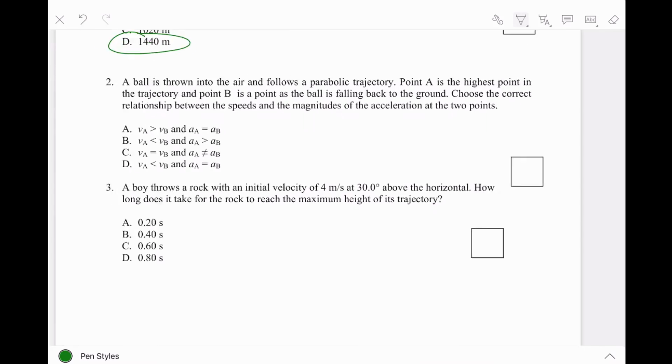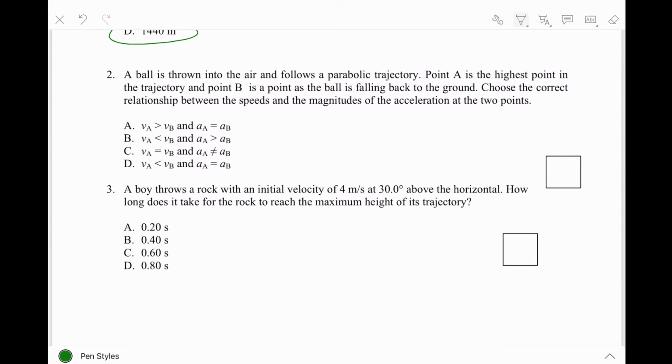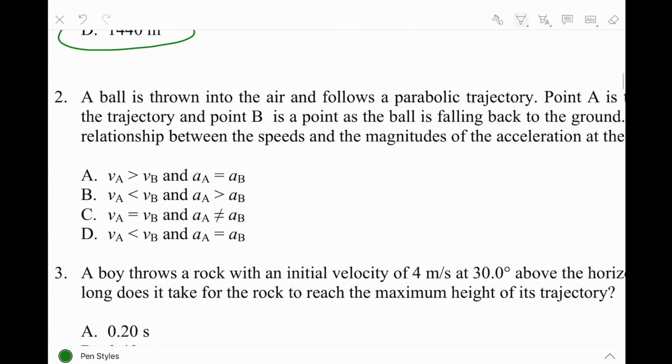Number 2. A ball is thrown into the air and follows a parabolic trajectory. Point A is the highest point, and point B is where the ball falls back to the ground. Choose the correct relationship. So you can make a sketch as usual.